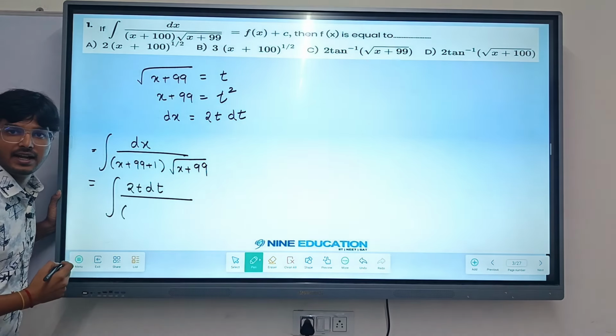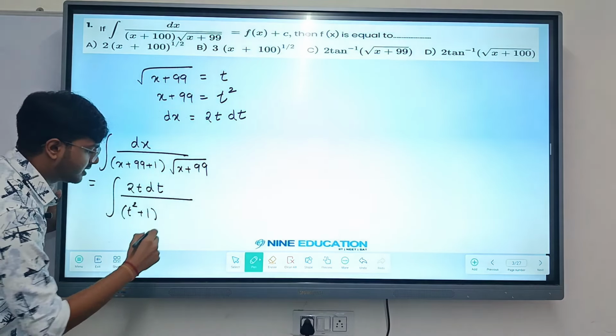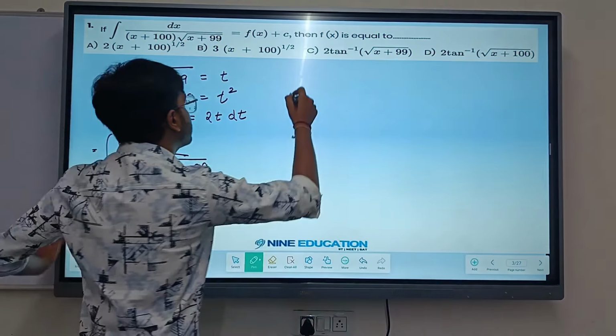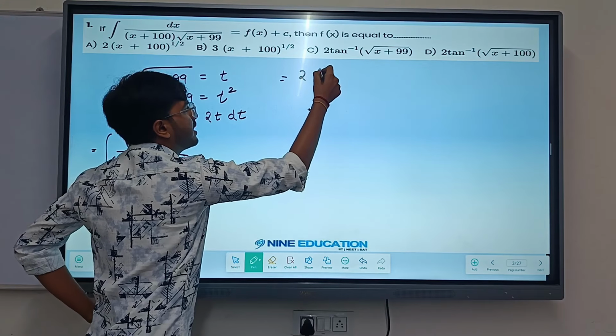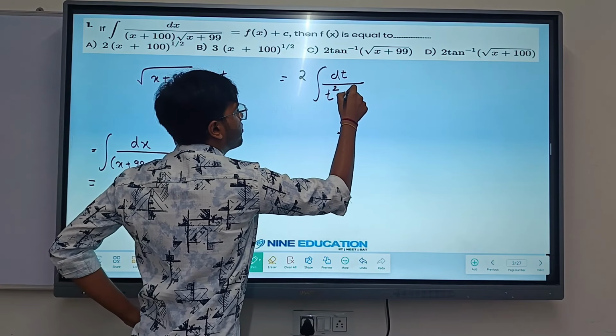What is x plus 99? t square. So t square plus 1 into root (x plus 99), which is t. So t and t cancel. So what will we get? 2 integration dt divided by t square plus 1.